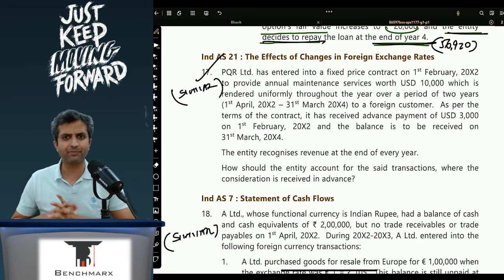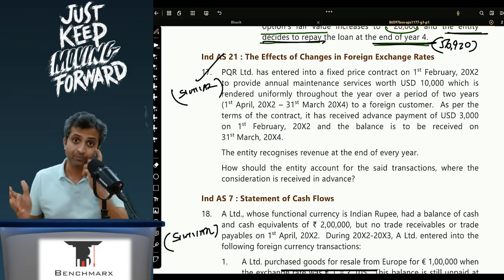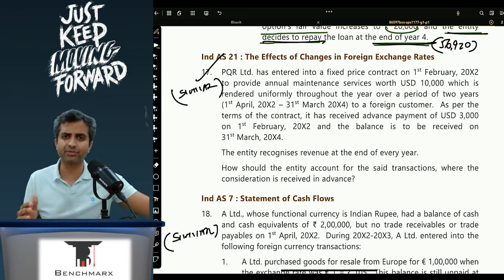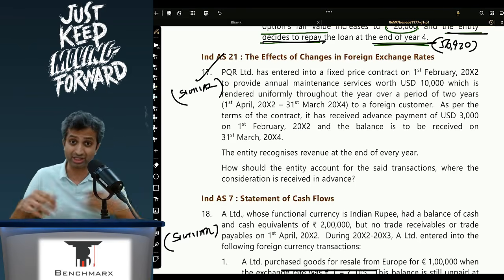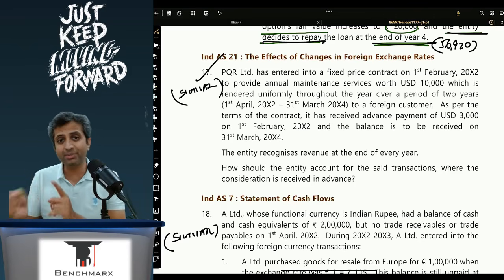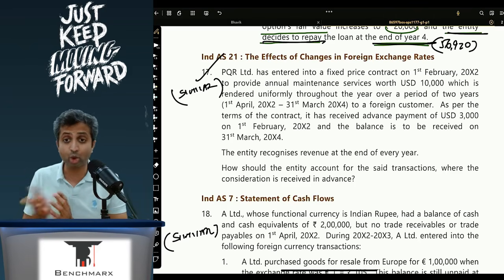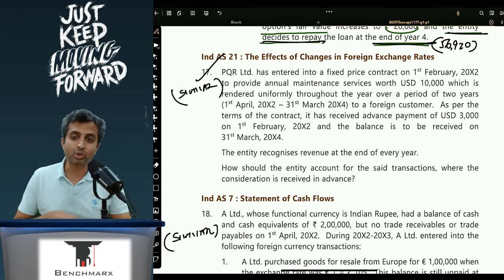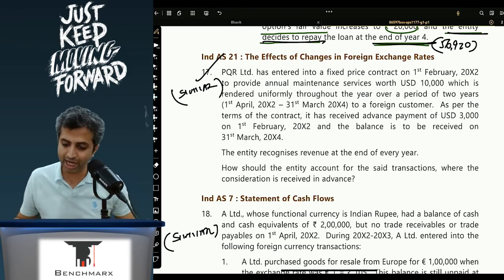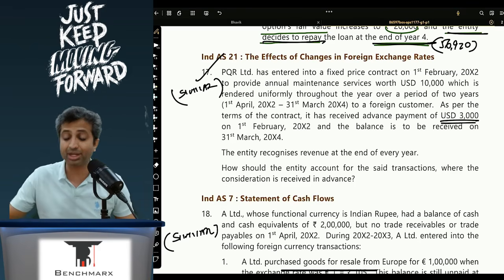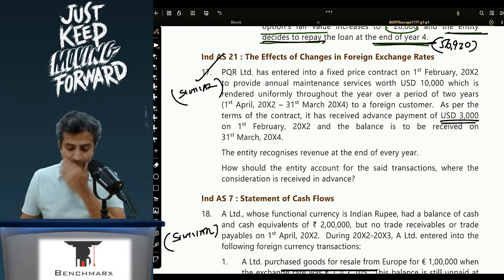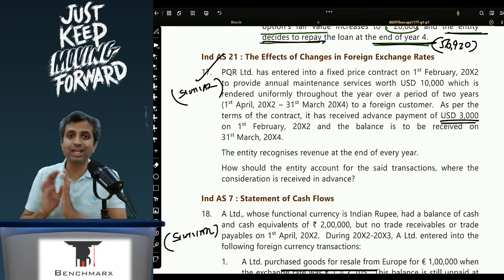So over here there is a $10,000 contract over 2 years. So $5,000 of revenue in the first year, $5,000 of revenue in the second year. This will be ideally recorded based on the rates prevailing in year 1 and year 2. However, out of this, $3,000 has been received in advance, and as a result, that $3,000 will be recorded in the first year on a FIFO basis at the rate on the date when the advance is received.